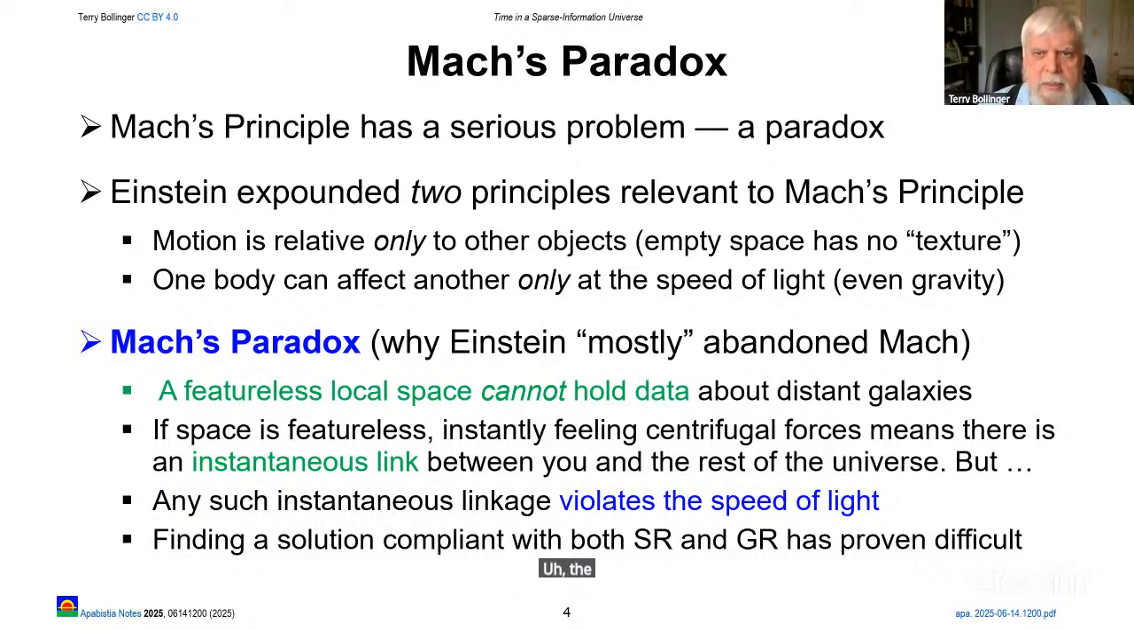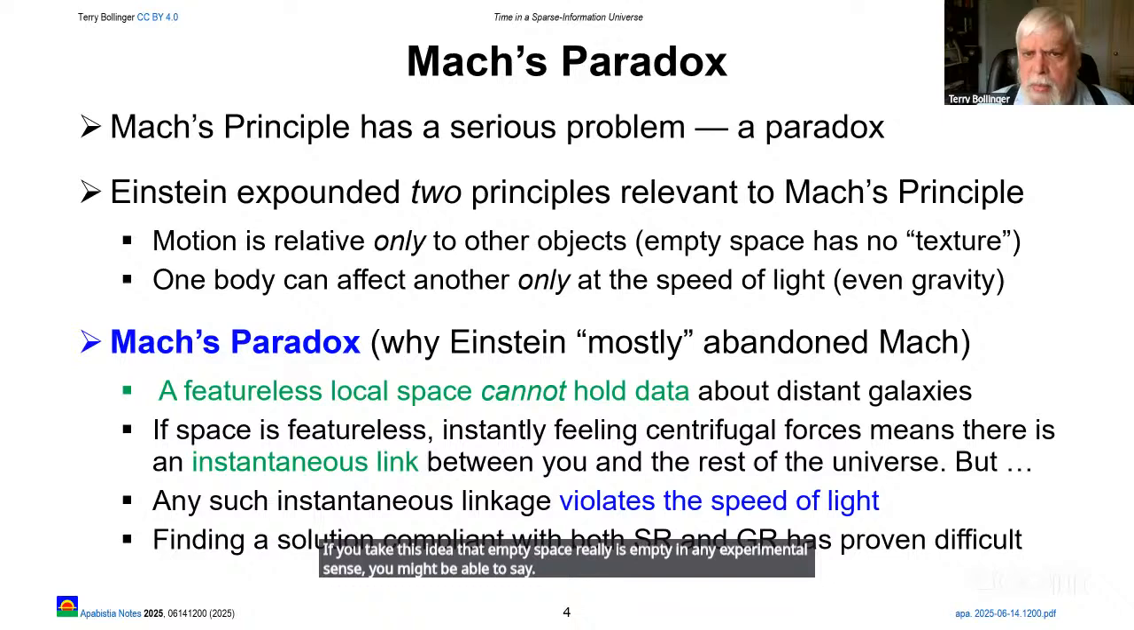The paradox is the conflict between these two concepts. First, motion is relative only to other objects. Empty space has no texture. And again, this is why I put that as a preface in this. If you take this idea that empty space really is empty in any experimental sense, you might say there's some abstract or mathematical sense, but experimentally, empty space is empty space. No one has ever found a way around that part of the reference. You can't make empty space suddenly tell you what's going on.